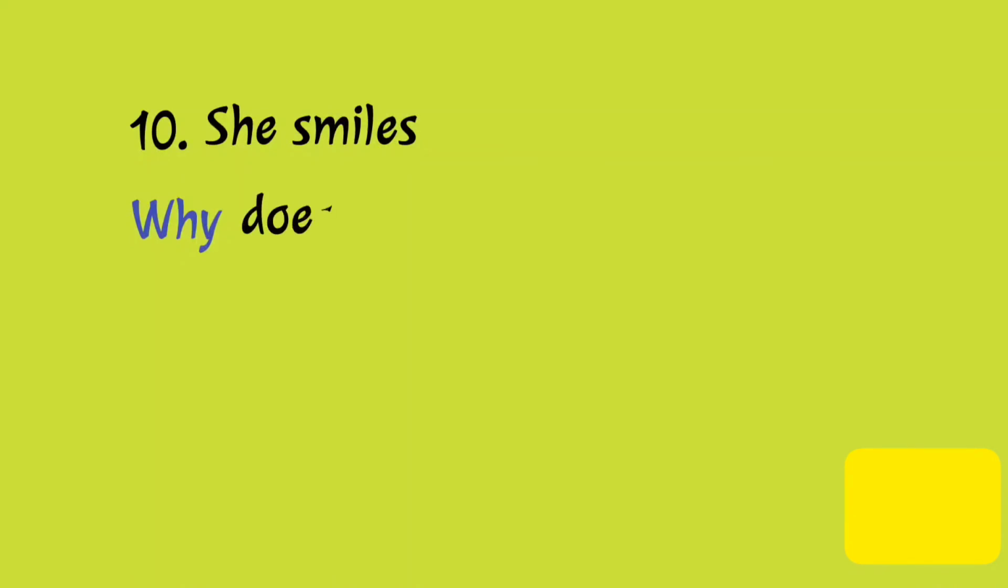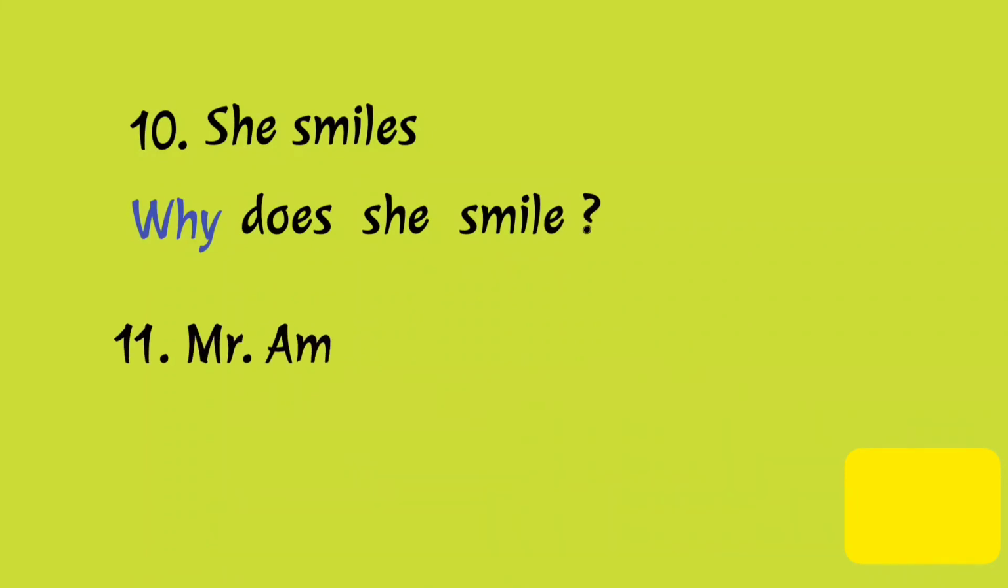Now let's try to make questions by using does whenever the sentence has no auxiliary verb and the subject is she, he, or it. For example, we have: She smiles. So there is no auxiliary verb and the subject is she in simple present, so we have to use does. For example, I want to ask the reason, why, and then does. After that, subject she and the verb. The verb here should be without s because we have does already. Why does she smile? Remember, smile should be without s.